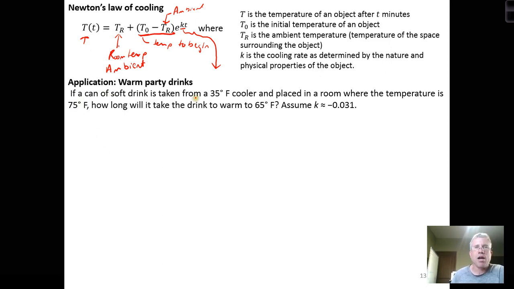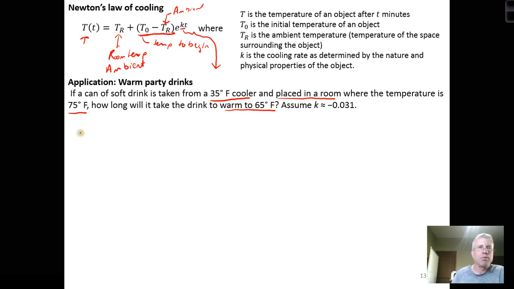So if a can of soft drink is taken from a 35-degree cooler and placed in a room where the temperature is 75 degrees, how long will it take the drink to warm to 65 degrees Fahrenheit? Assume K is about negative 0.031.